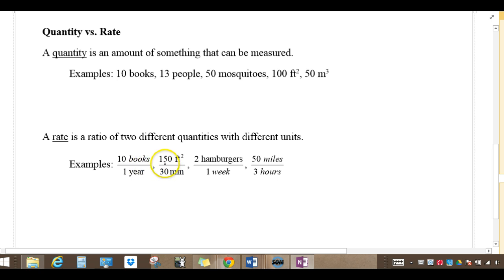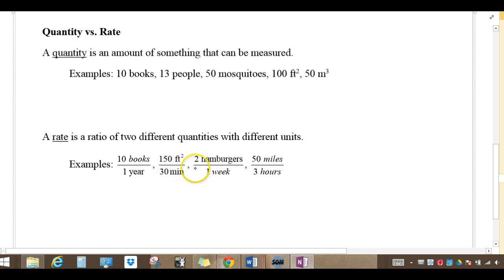Looking at the second example, I have 150 feet squared. So that's a quantity, that's an amount of something that can be measured. We're measuring with feet squared. And then in the denominator, I have 30 minutes. So that's a different quantity measured in time. And maybe to put this one into context, maybe this is the rate at which I can paint the walls of my room. So let's say I can cover 150 feet squared in 30 minutes.